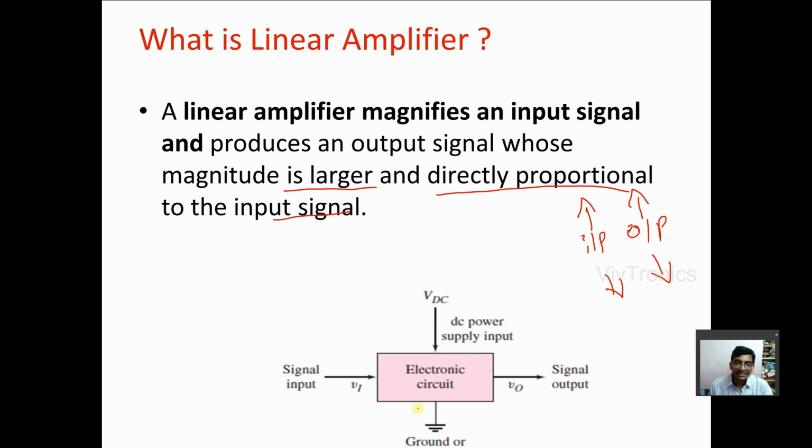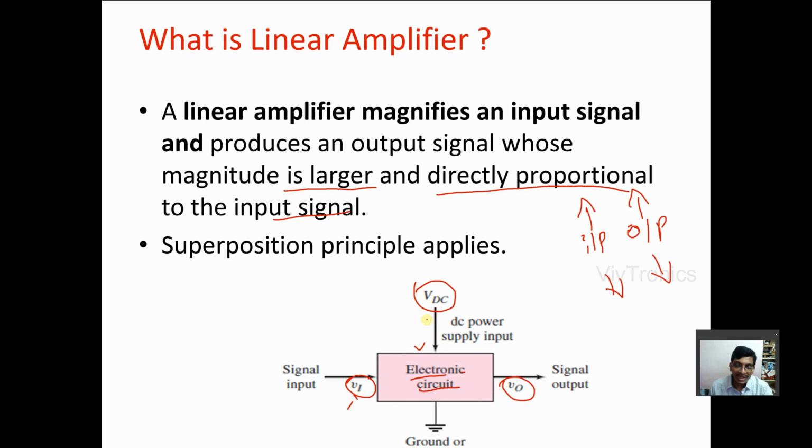So here this is the block diagram for the linear amplifier circuit. Let us see, Vi is the input signal and V0 is the output signal. This is the amplifier electronic circuit, and VDC is the DC power supply input. We are giving some VDC supply in order to operate this amplifier circuit, and we are going to amplify the Vi signal and generate the output voltage V0.